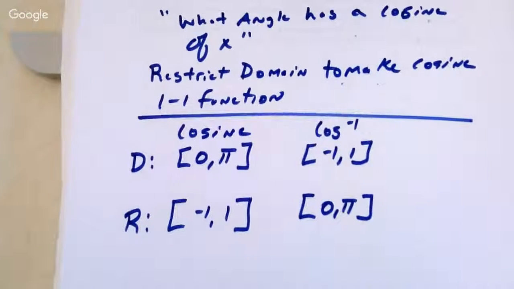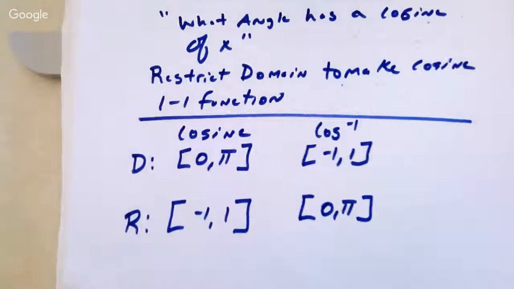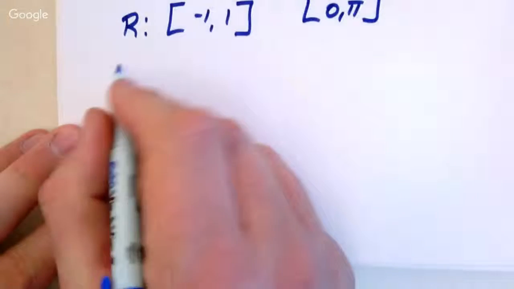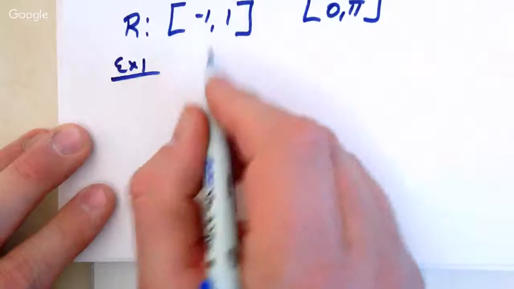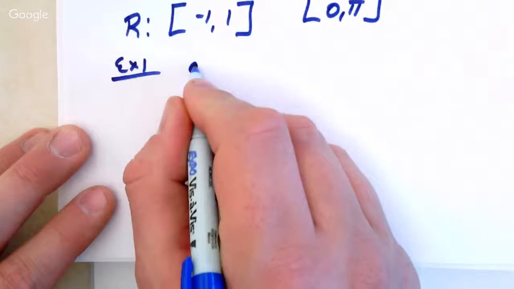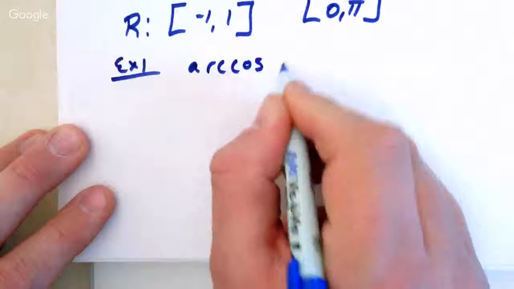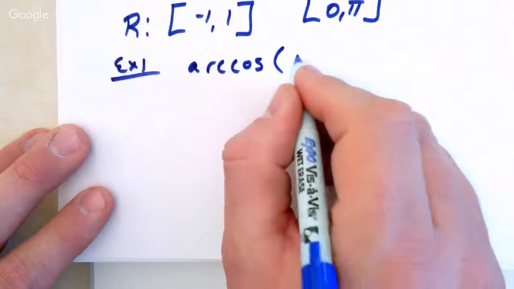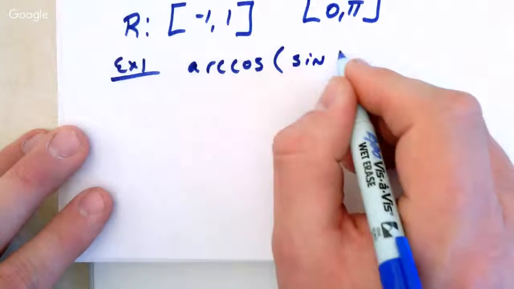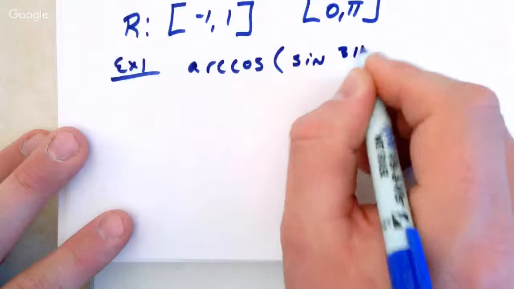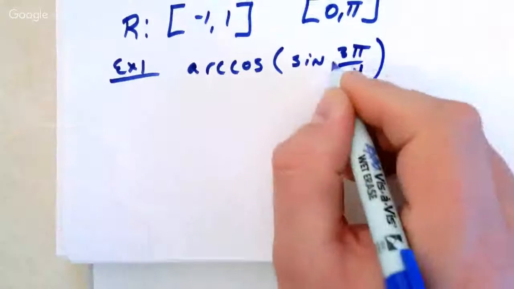And of course, as always, if I'm going too fast, just let me know. But let us take a look at example numero uno. Let's go for the arc cosine of the sine of 3 pi over 4.